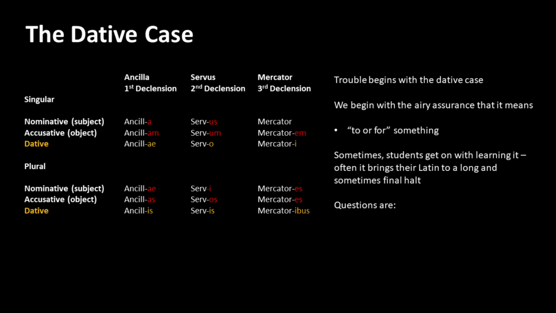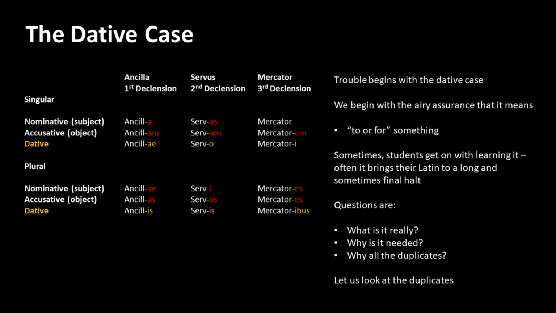Now, a number of questions arise over this dative case. The first is, what is it? The second is, why is it needed? And the third, and this perhaps is the one that strikes most students immediately, is why all the duplicates? I will answer these questions, though I won't give answers of equal length to them. I'll begin with the last.